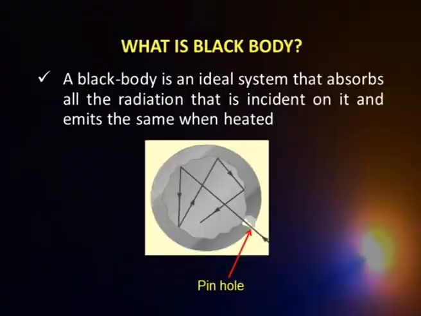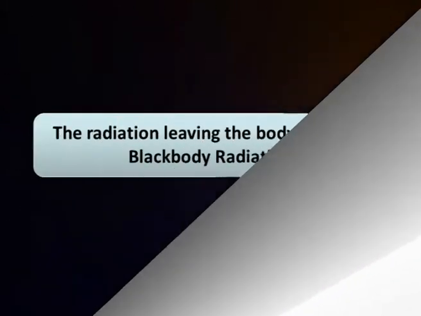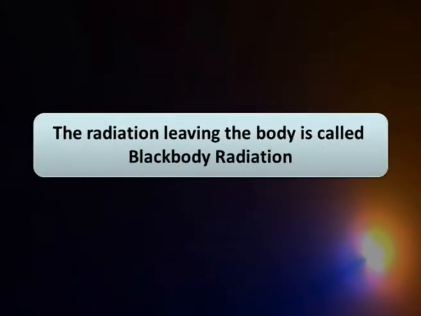And if I heat it, in turn, the radiations coming out of such a body will give all possible radiations. So such a body which is a perfect absorber as well as a perfect emitter is called a black body. The radiation which comes from such a body is called black body radiation. Let us try to see what results we obtain in the case of black body radiation.